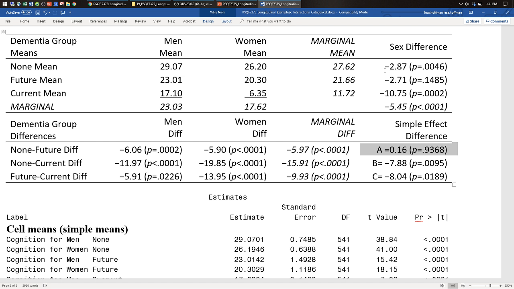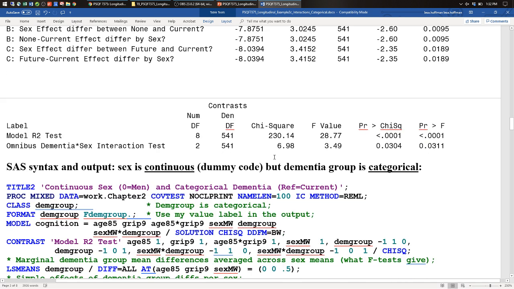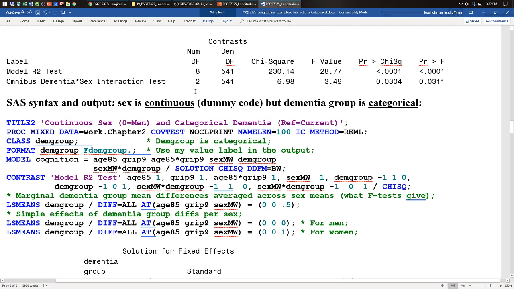Okay, so this 7.88 is either the difference of these two simple effects or those two simple effects. But to actually answer the question of how dementia group interacts with gender, you have to be able to talk about these specific types of interaction contrasts. This is the thing that they don't give you unless you code it yourself or know how to ask for it. Here are my F tests for those things.